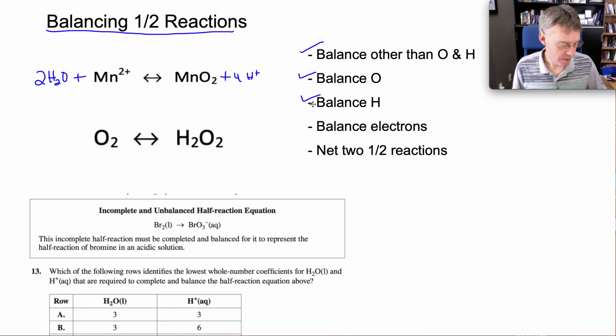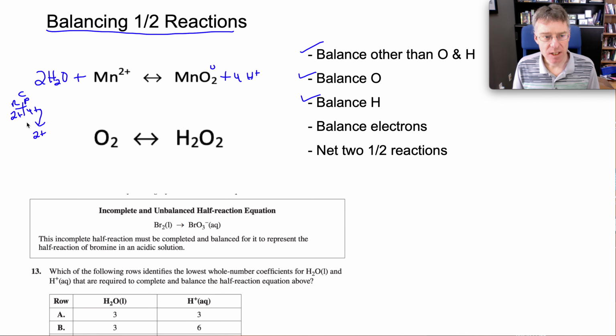And last, we're going to balance the electrons by balancing the charge. So we have neutral water and then 2 plus for the manganese. We've got something that's neutral, and then we've got 4 plus. So we have to bring the high side down to the low side. So 4 is higher than plus 2. So we need to bring this down to have plus 2 on both sides.